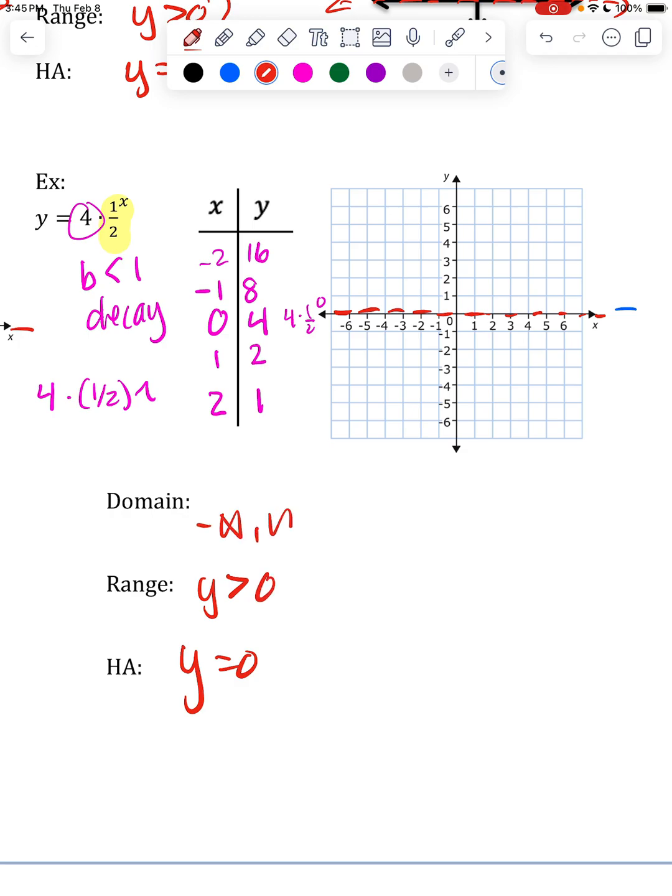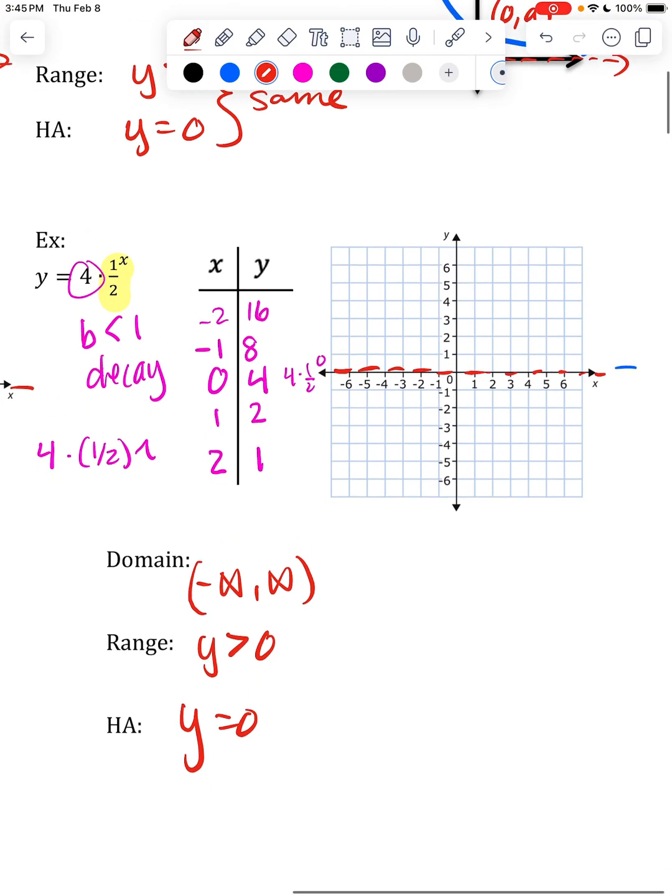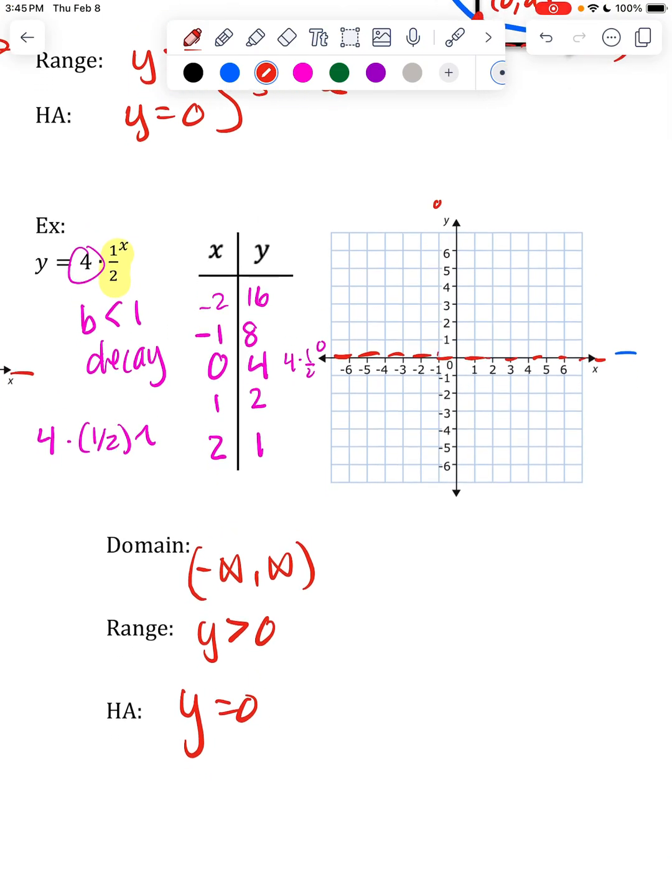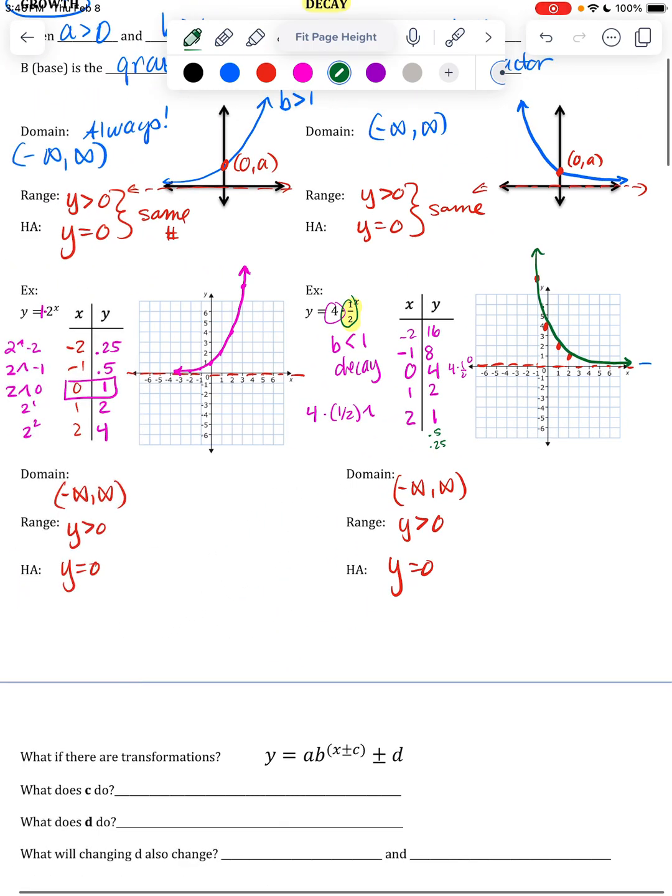My domain is always all reals. And if I go to negative 2, it's 16, which is way off my graph. Even negative 1, 8, is off the graph. And then it drops to 4 at 0, 2 at 1, and 1 at 2. So you can see that it comes down really fast and then is going to plateau out and stay above that line. Because in this case, with the 1/2, you're taking half of a half of a half of a half. So this would go to 0.5, then 0.25, and so on and so on. So it gets really, really small, but it never actually gets to 0.